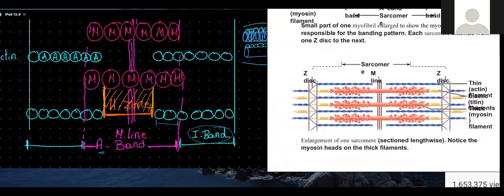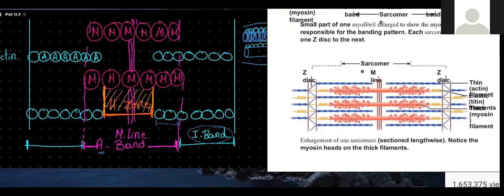So looking closer at the structure of the sarcomere, again, the sarcomere is the distance between two successive Z discs. It's formed of alternating thick and thin filaments. Thick filaments are formed by myosin subunits attached to one another at the center of the sarcomere by the M line. Alternating with the thick filaments, you've got your thin filaments, which are mainly formed by actin.